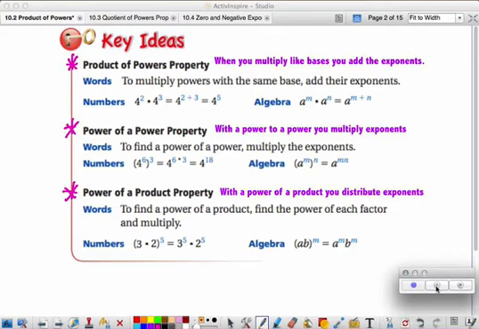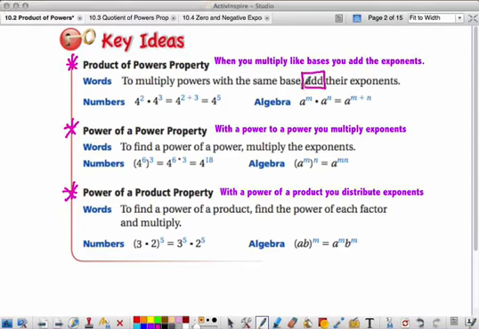On the product of powers property, they're telling us that to multiply powers with the same base, we add their exponents. With the power of a power property, we multiply the exponents. And to find a power of a product, we find the power of each factor.